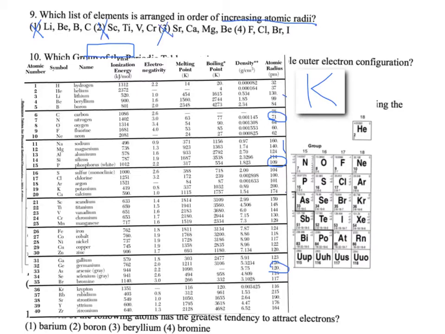Next we're asked to look at fluorine, chlorine, bromine, and iodine. Fluorine is number 9, and fluorine has an atomic radius of 60, and chlorine, number 17, has the atomic radius of 100, and then bromine, number 35, has the atomic radius of 117. So 60, 100, 117, those are increasing, so this is the best choice.